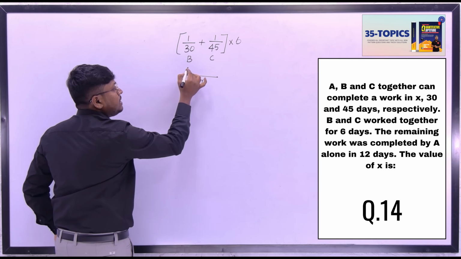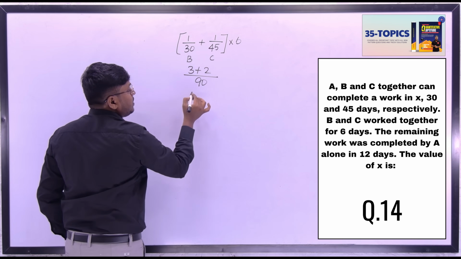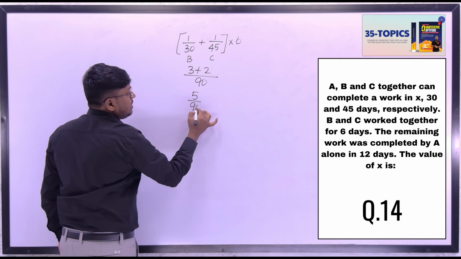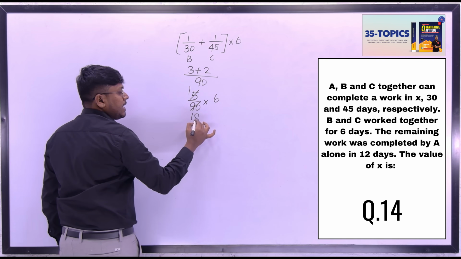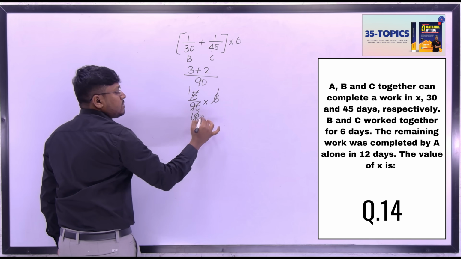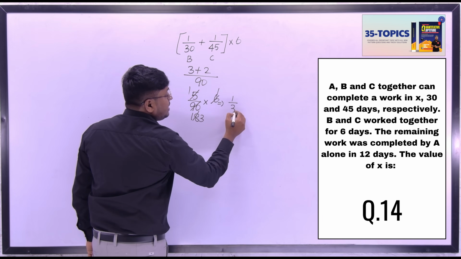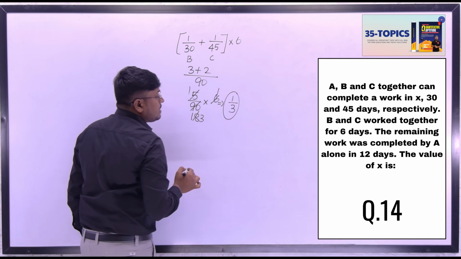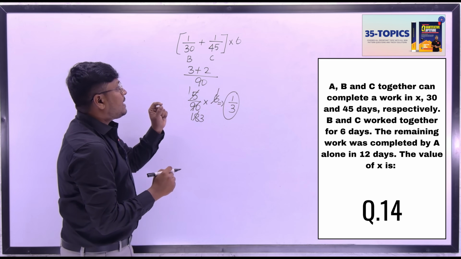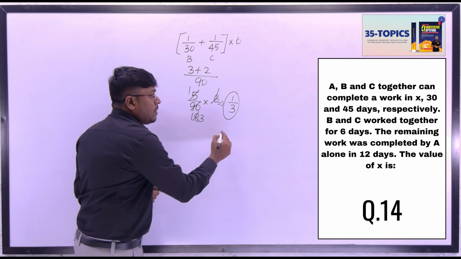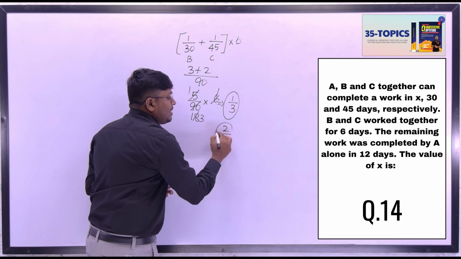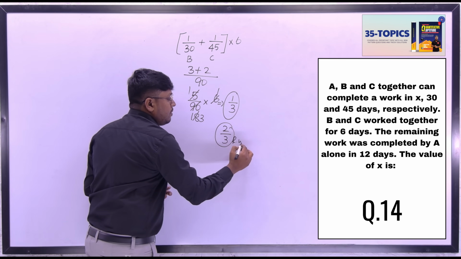So I think 3 3s are 9. So 45 2s, so 5 by 90 into 6. So we can cancel it. This will be 18 times 3 times. So 1 by 3. So 1 by 3 is what? 1 by 3 is the total work that was completed by B and C in 6 days. Then what is the remaining work? 2 by 3. So 2 by 3 of the work is remaining.